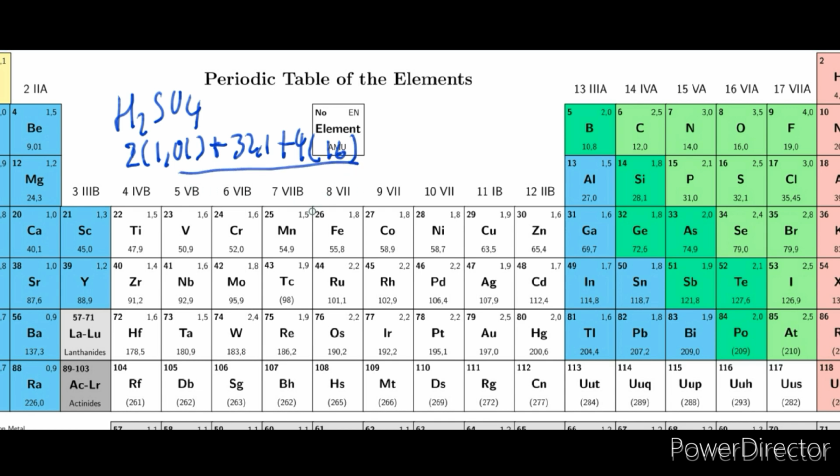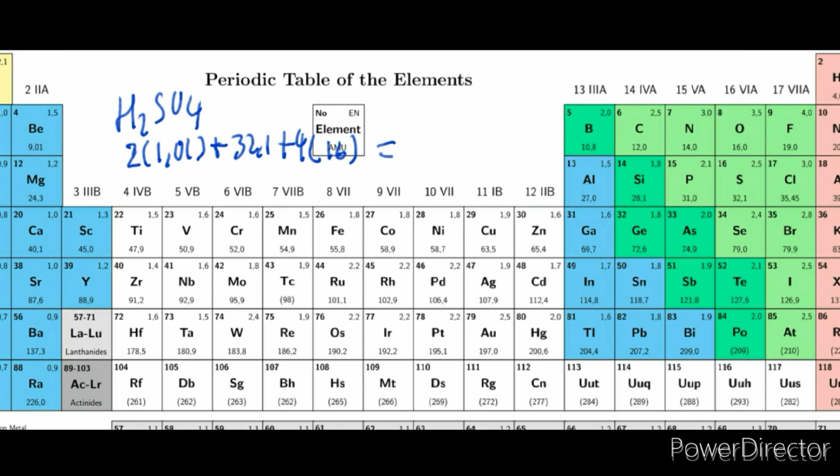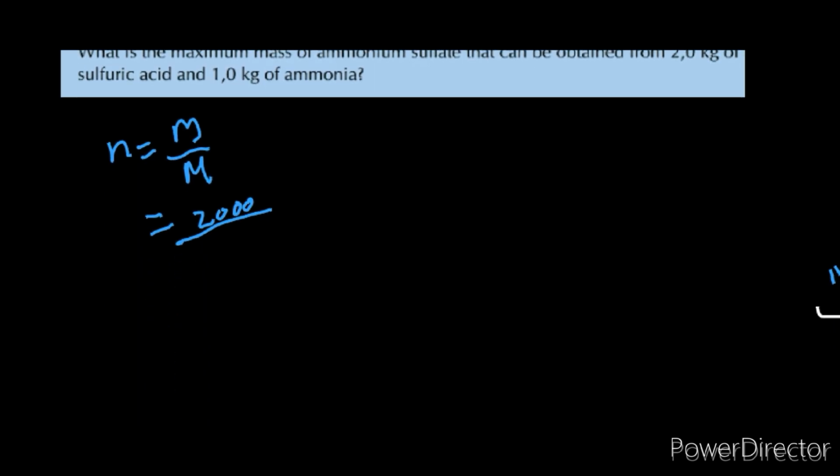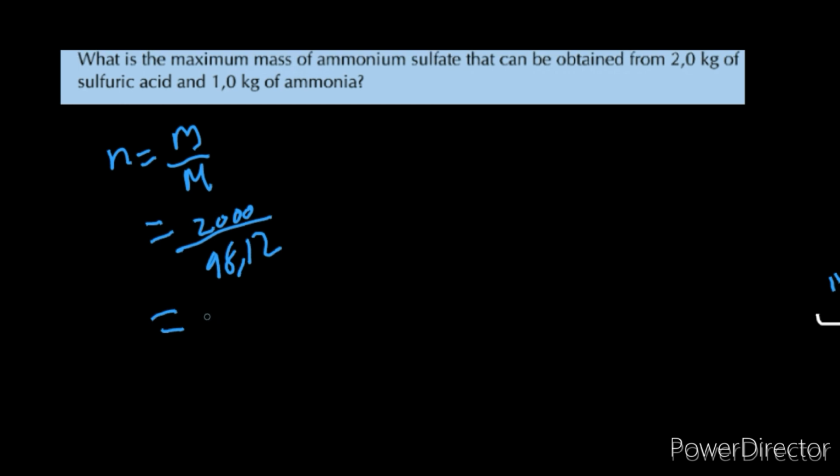Alright, so let's type this in the calculator and let's find out what it gives us. So that will give us 98.12. So then we're going to say the molar mass is 98.12. Alright, so now let's find out the number of moles. So 2000 divided by 98.12. So that will be 20.38. And then the SI unit is moles.